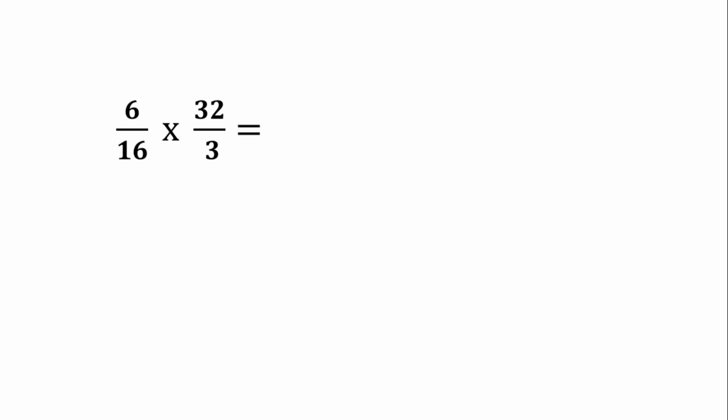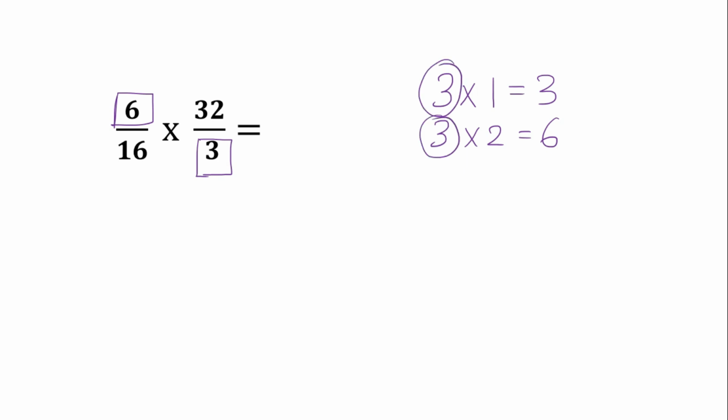Step 1 is to look for terms or numbers in the numerator and in the denominator which have common factors. If you look at 6 here and 3 in the denominator, both of them have 3 as a common factor. You can see in the multiplication table that 3 times 1 gives you 3 and 3 times 2 gives you 6. So when you cancel, you have to decide on the common factor first and then divide the numbers by this common factor.